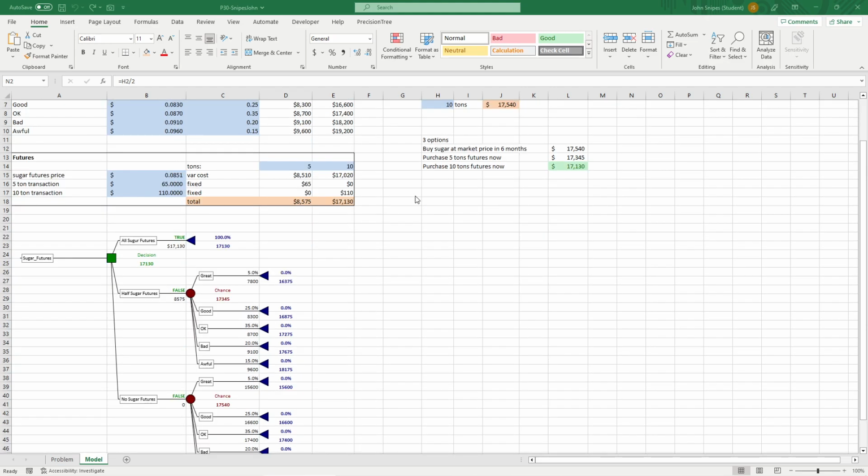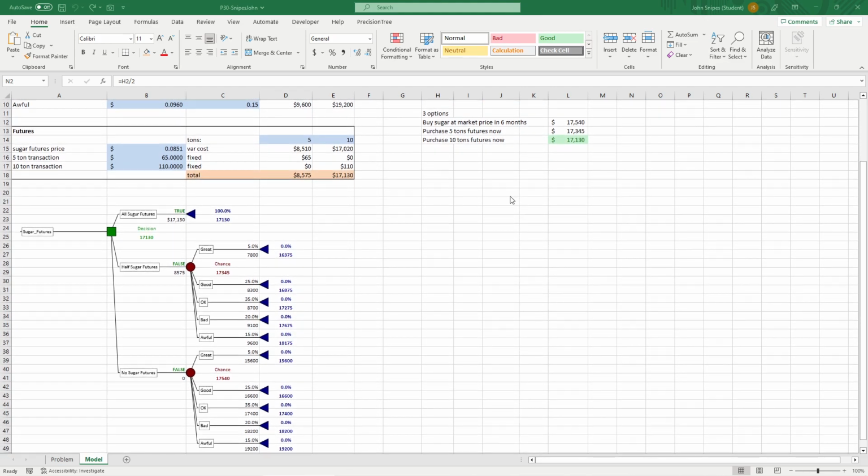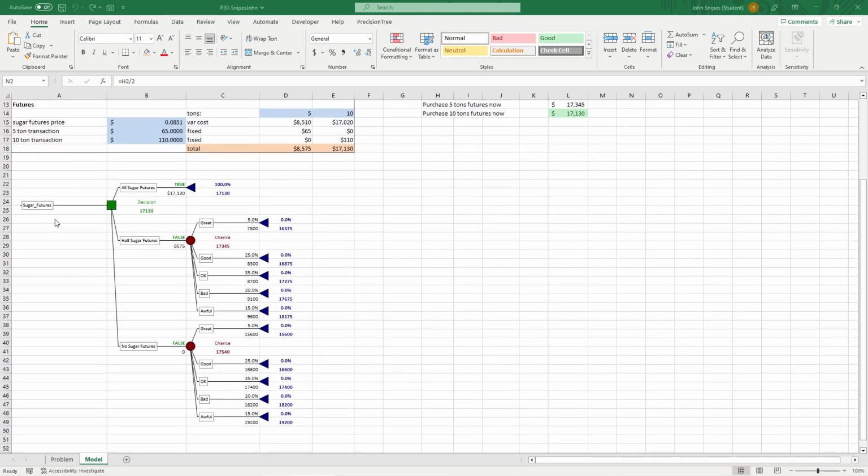Because it's only one decision point, this was actually pretty easy to just model out in a table rather than doing the PrecisionTree, which is what I did here. But obviously, the point of the homework is to do the PrecisionTree model, so we did it that way. So here's my PrecisionTree model, and as you can see, there's just one decision point, and you're choosing from 3 options.